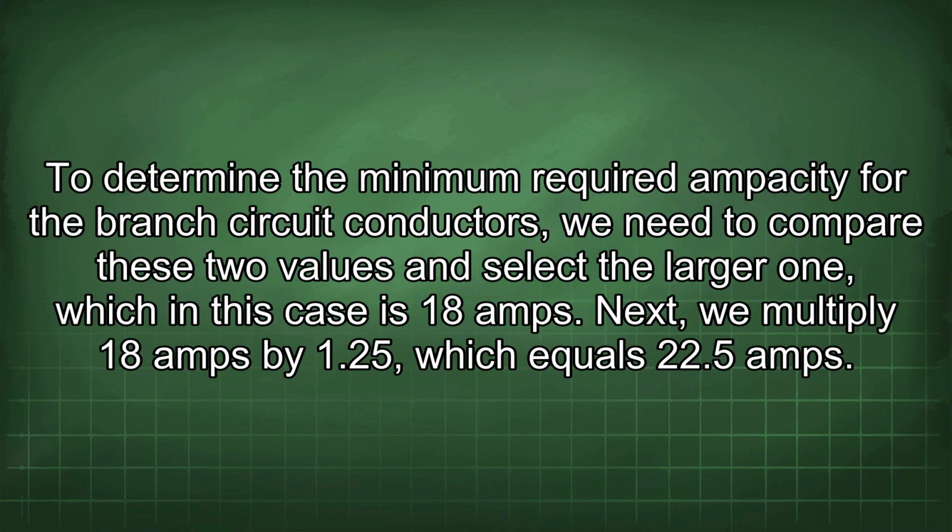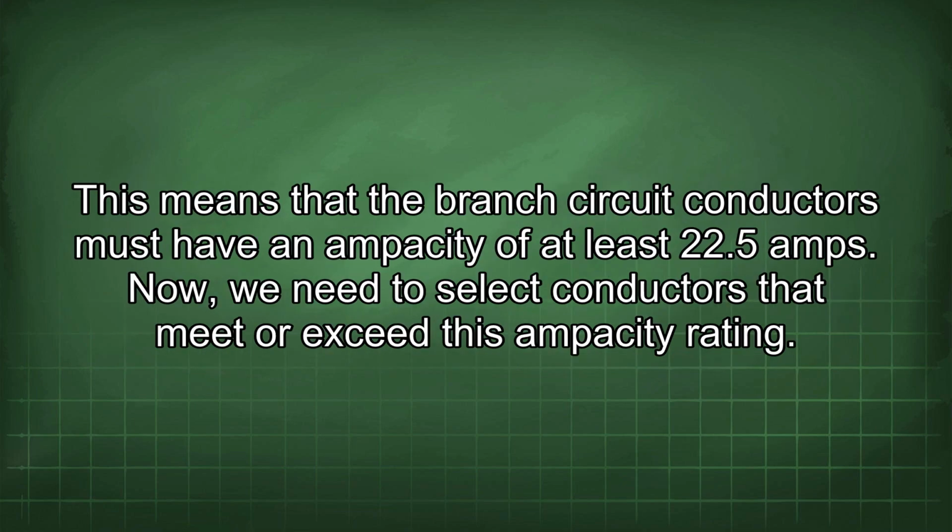To determine the minimum required ampacity for the branch circuit conductors, we need to compare these two values and select the larger one, which in this case is 18 amps. Next, we multiply 18 amps by 1.25, which equals 22.5 amps. This means that the branch circuit conductors must have an ampacity of at least 22.5 amps. Now, we need to select conductors that meet or exceed this ampacity rating.